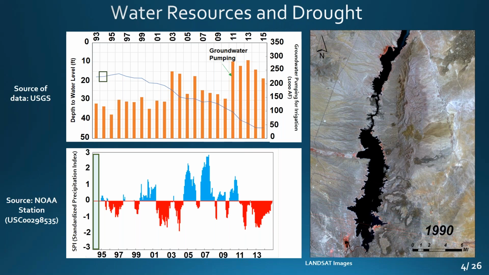The bar charts on the top summarize the groundwater pumping. Source of data is USGS, and associated with that, there is a solid blue line that shows the groundwater table decline. And so the graph on the bottom shows the standardized precipitation index, which basically tells which years have been dry, which years have been wet. So anywhere that you see red, it denotes a dry year, and blue denotes a wet year.